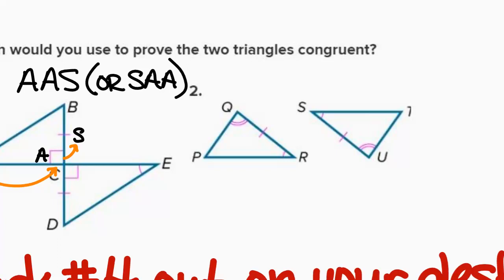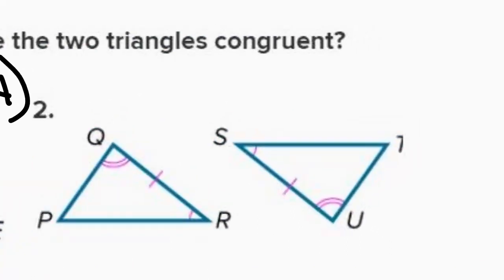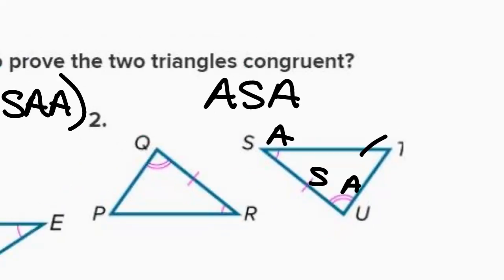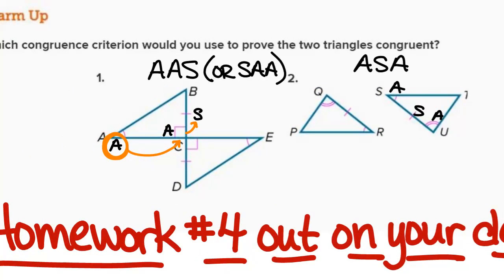What about on number 2? Which congruence criteria could I use there? Good question. I'll come right back to that in just a moment. Let's do number 2, and then I'll come back to that question. I can use angle, side, angle. That side is sandwiched in between my 2 marked angles. So angle, side, angle. All right, so let's go back to the question on number 1.